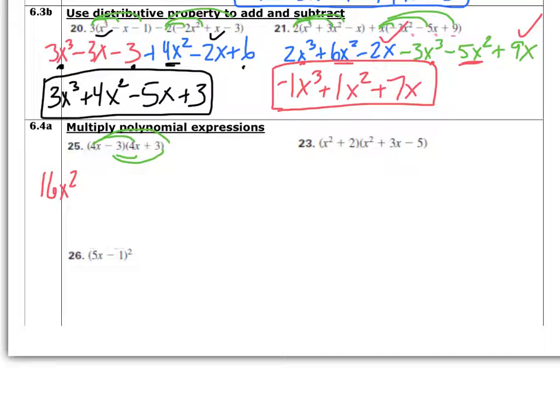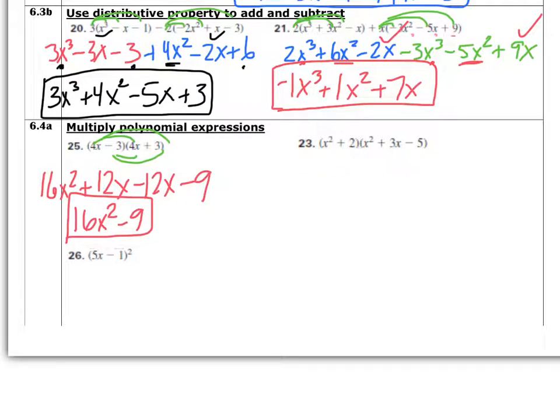A positive 4x times a positive 3 is going to be plus 12x. A negative 3 times a positive 4x is a negative 12x. And a negative 3 times a positive 3 is going to be negative 9. Adding our like terms right here, 12x minus 12x is 0. What we're left with, in standard format, is 16x squared minus 9. That is our final answer.